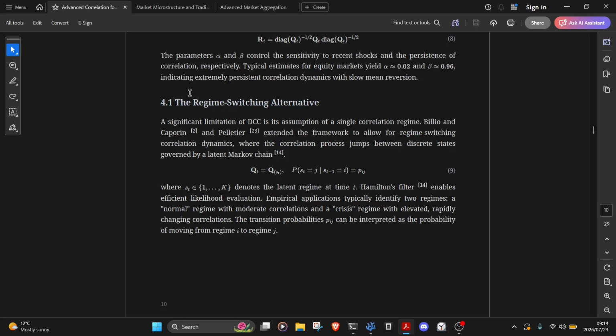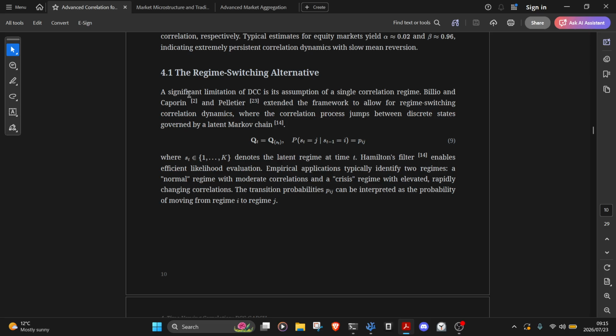Where Q_t equals Q_{S_t}, where P of S_t equals j, given S_{t-1} equals i, equals p_ij, where S_t is an element of the set containing 1 up until K, denotes the latent regime at time t. Hamilton's filter enables efficient likelihood evaluation. Empirical applications typically identify two regimes, a normal regime with moderate correlations and a crisis regime with elevated, rapidly changing correlations. The transition probabilities p_ij can be interpreted as the probability of moving from regime i to regime j, right?